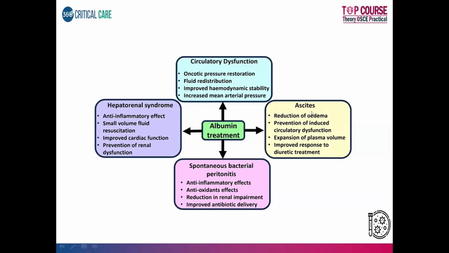In ascites, it helps in reduction of the edema, that is the abdominal edema or the ascites. It prevents something known as paracentesis-induced circulatory dysfunction. It helps in the expansion of the plasma volume and also leads to improved response to diuretic treatment. And lastly, in SBP, it has anti-inflammatory and antioxidant effects, helps in reduction of renal impairment, and it improves antibiotic delivery, because most of the antibiotics are carried by albumin.